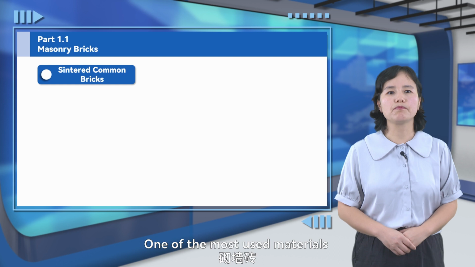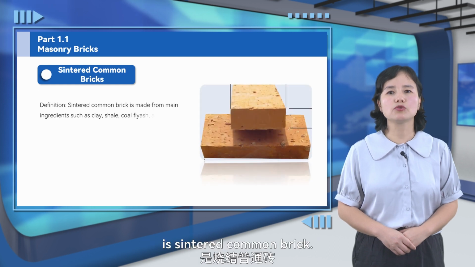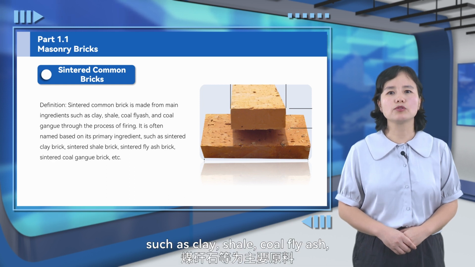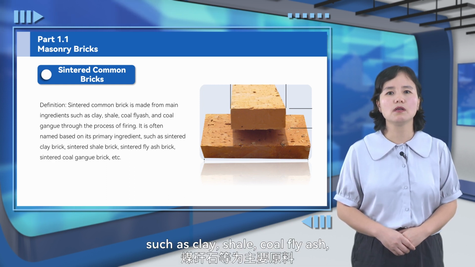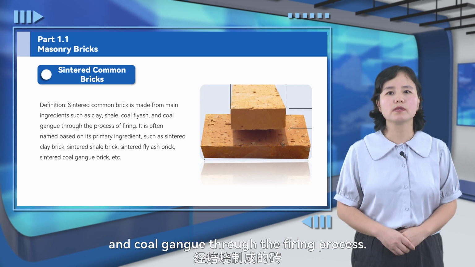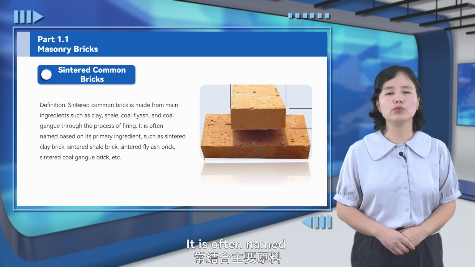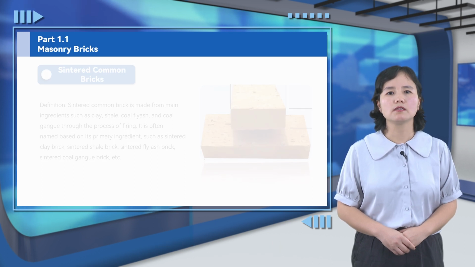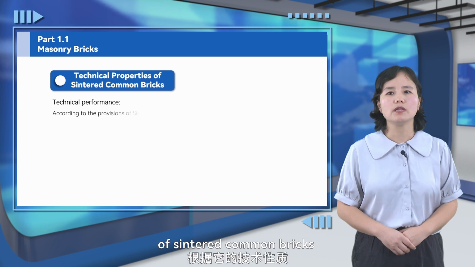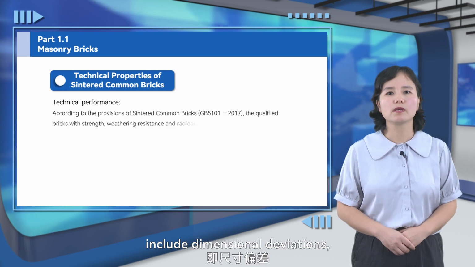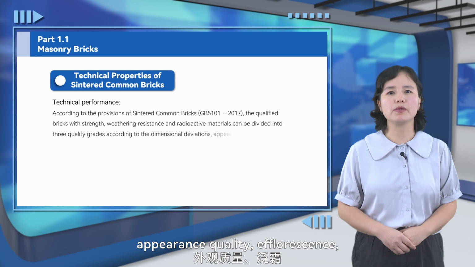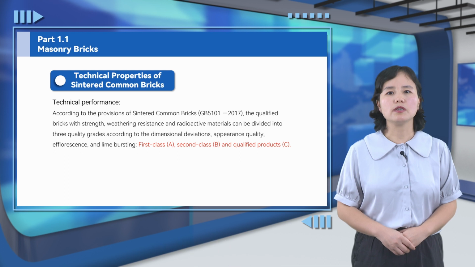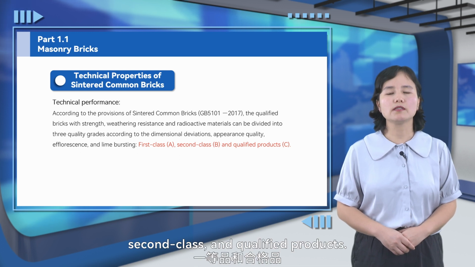One of the most used materials for masonry bricks is sintered common brick. Sintered common brick is made from main ingredients such as clay, shale, coal fly ash, and coal gangue through the firing process. It is often named based on its primary ingredient, such as sintered clay brick. The main technical properties of sintered common bricks include dimensional deviations, appearance quality, efflorescence, and lime bursting, and these bricks are classified into first class, second class, and qualified products.